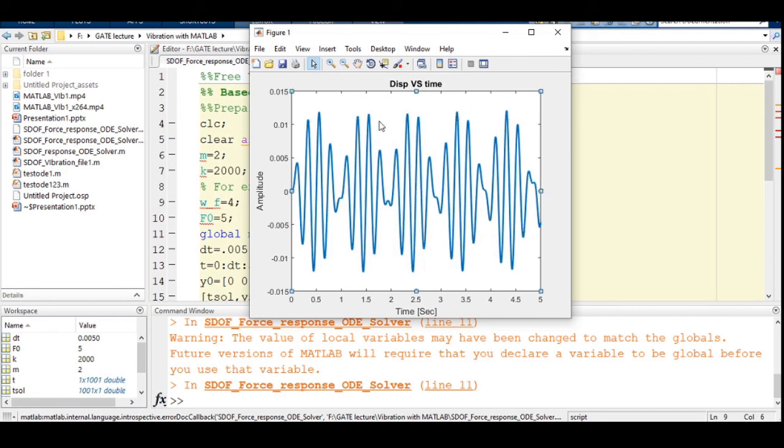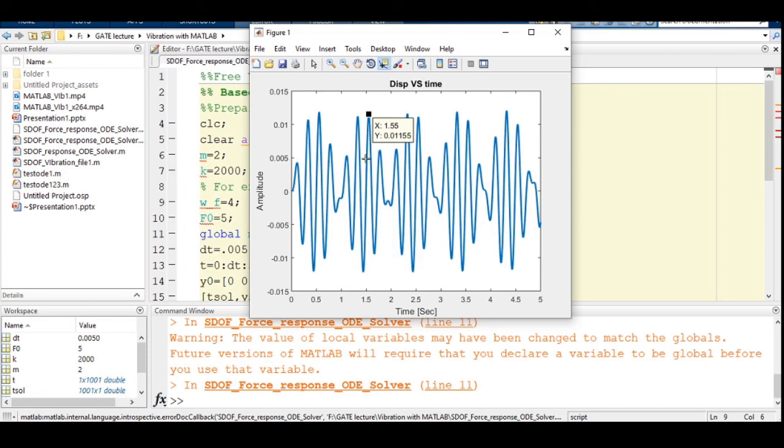Then you can also mark some points. For example, you want to show the amplitude as well as the time at a point. For that, you have to select the marker and click here. So you can see that this is the time: X is 1.55, which means you are showing it at 1.55 seconds, and Y is the amplitude, 0.01155, which means this is in meters. Similarly, you can also improve the quality of your figure.